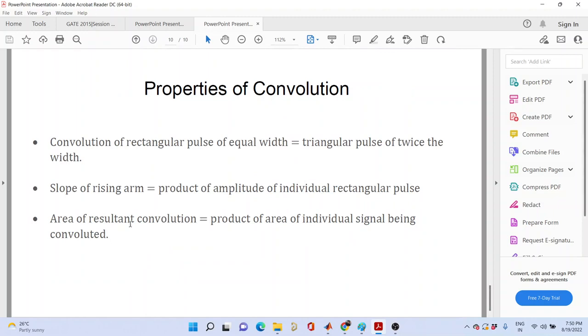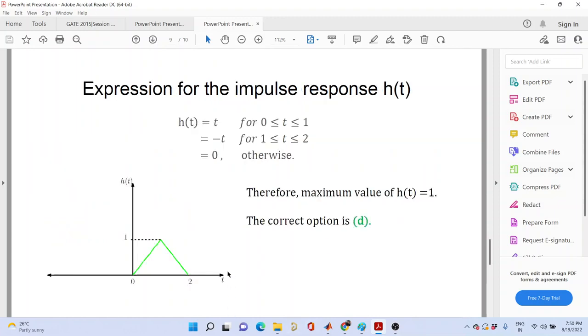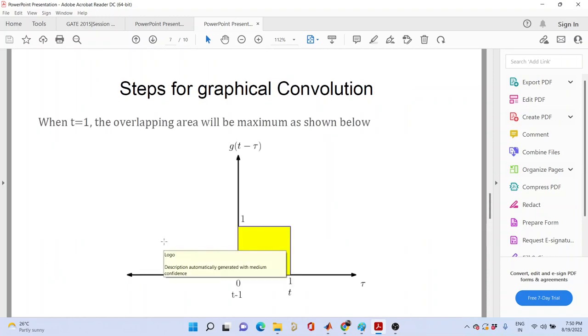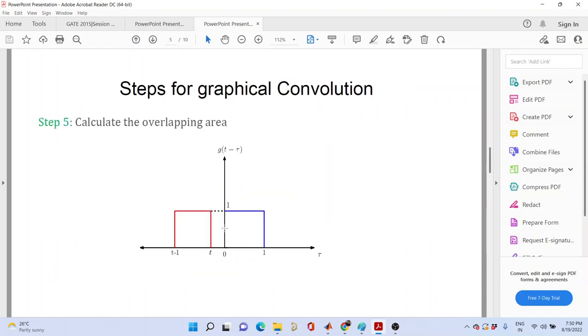So to check whether what you have done is correct, you have to keep another property in mind, that is the area of the resultant convolution is equal to the product of the area of the individual signals that are being convoluted. So what is the area of this triangle? Half into base into height, that is equal to 1. And what is the product of the area of these two square pulses? That is also unity. So we can now verify that whatever we have done is correct.